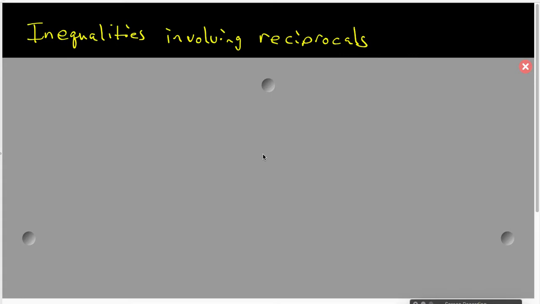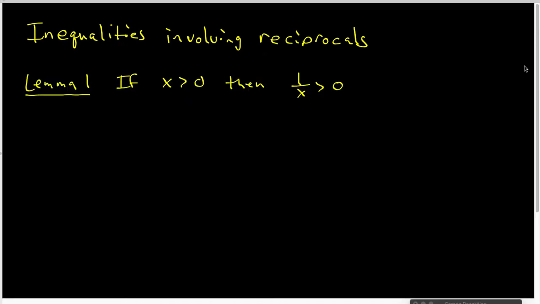In this video, we're going to prove three important lemmas about inequalities involving reciprocals. All three of these lemmas state facts that you should know, and they are important facts that are very useful in a number of different ways throughout this particular course. The first lemma says that if x is bigger than 0, its reciprocal is also bigger than 0. Well, here's how we're going to go about proving this particular fact.